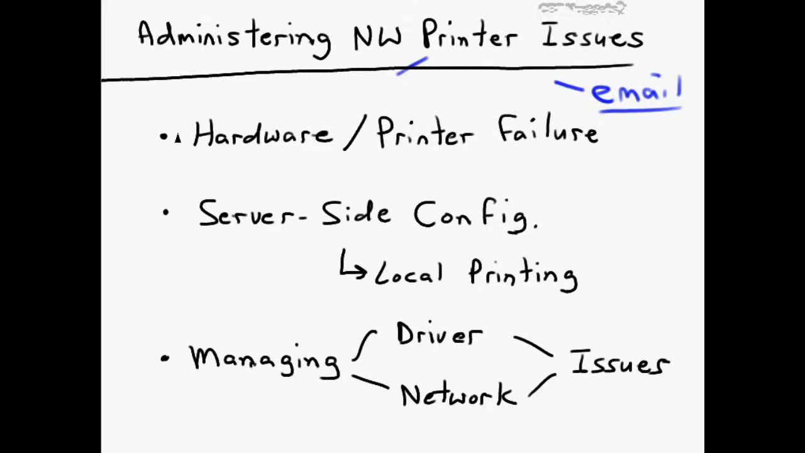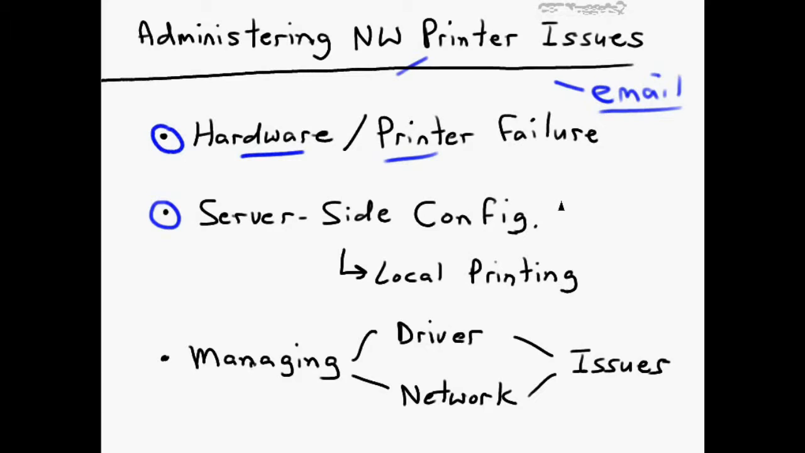Consequently, in this nugget, we're going to start with looking at the Windows 7 print process and how that's evolved since previous versions of Windows. We'll examine troubleshooting methodologies for resolving hardware and printer failure. We'll look at how to install and deploy printers in Windows 7 and on Windows Server 2008 R2.